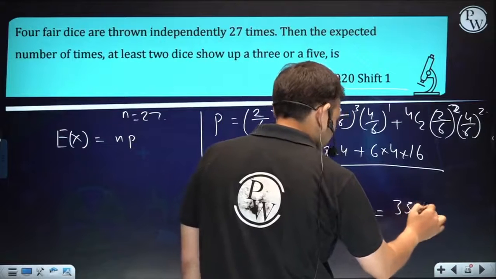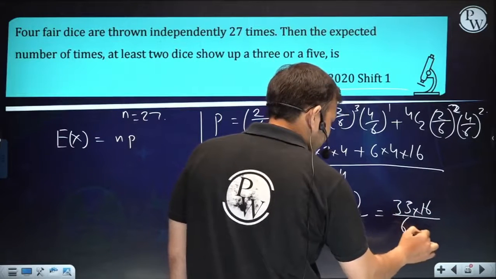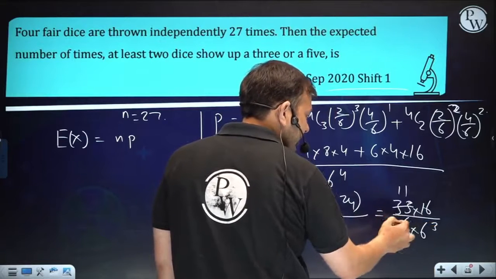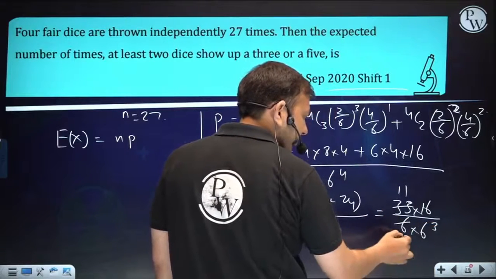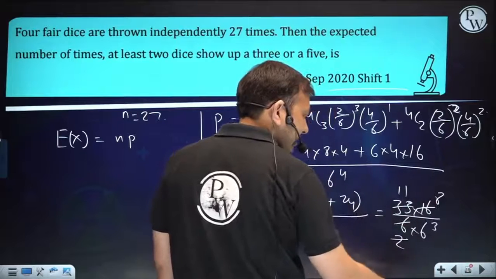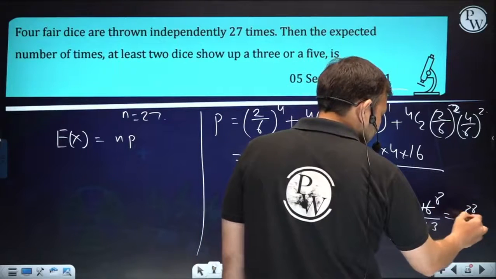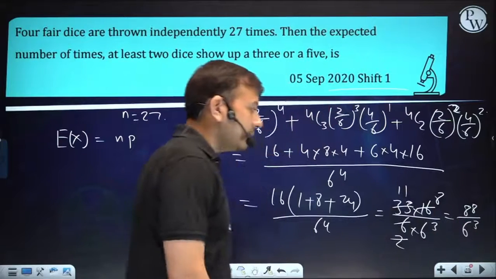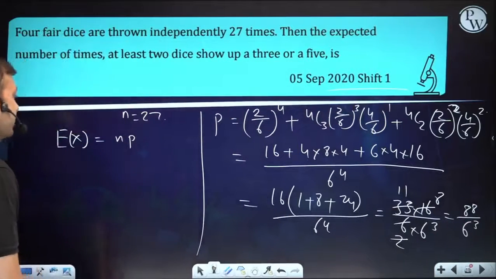So 33 into 16 by 6 into 6 to the power 3. 3 11s are 33, 3 2s are 6, 2 ones are 2, 8s are 8. So it will be 88 by 6 cube.